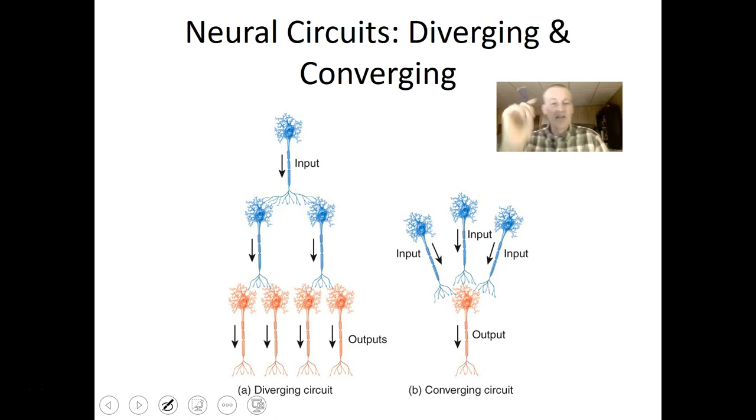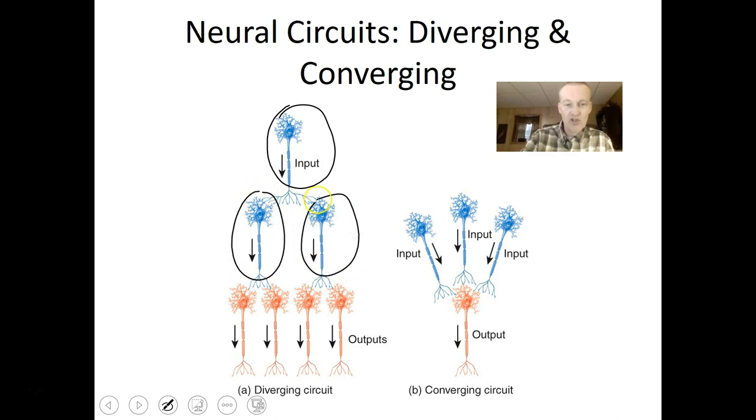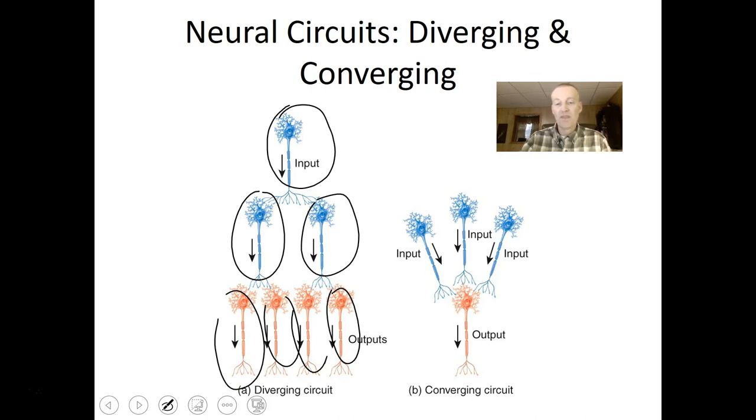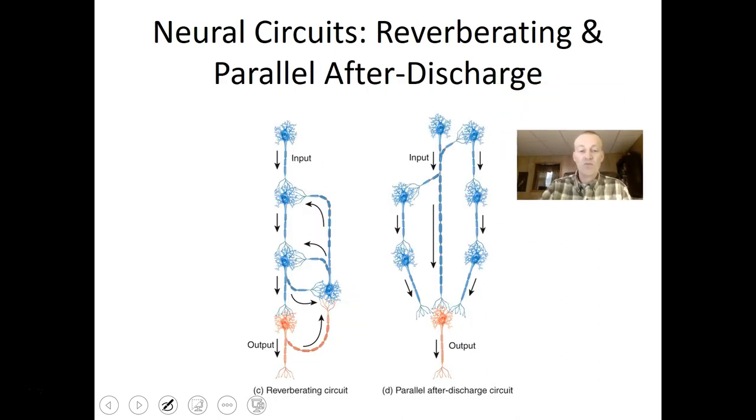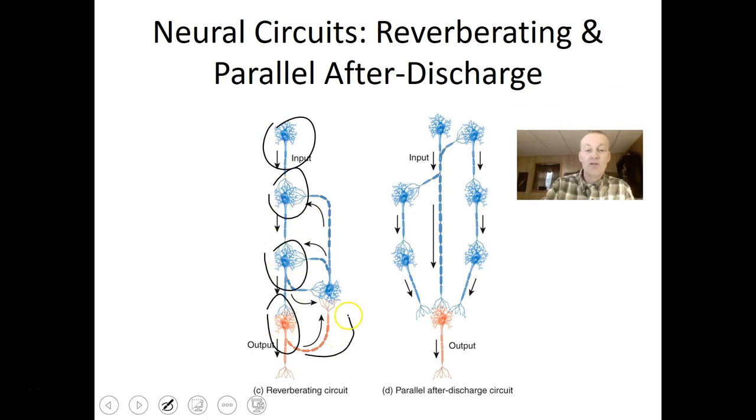And you can see in a divergent circuit, we have the input coming in. And then it begins to diverge and then diverges further, so the output's there. Converging, or where you have multiple nerve cells sending information to one cell, that's a converging circuit. We have reverberating circuits where we have the input coming down, and the output comes back and is going to influence the circuit.